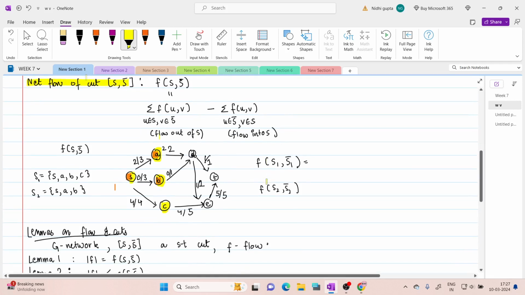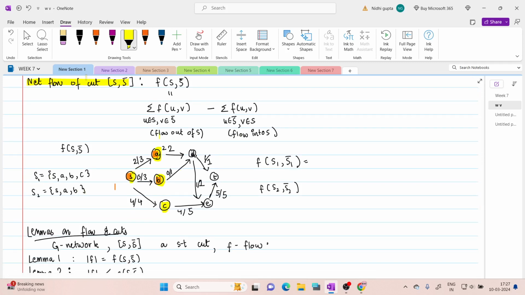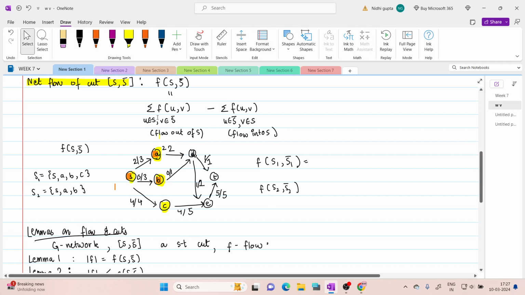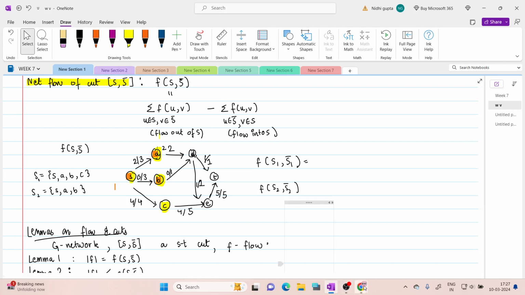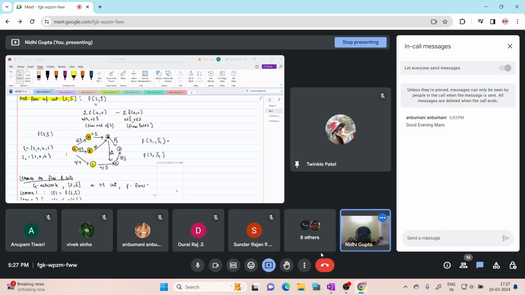So now we have this example of a flow, and first our vertex cut is S, A, B, C, the yellow vertices. So what will be the flow in this case? Does everyone understand the question?